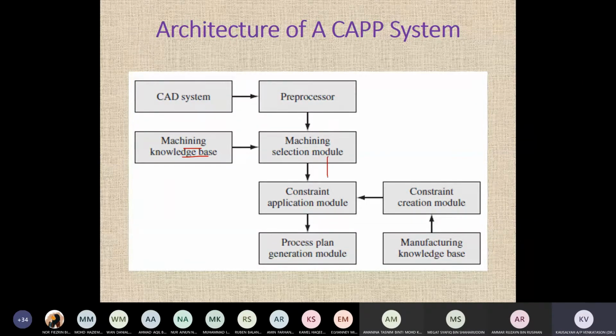And then you have your constraint application module and your process plan generation module. Your constraint application module has a sub root over here, okay, where you need to create your constraint. And how do you create your constraint? This is based on the manufacturing knowledge base. So let's say it's an injection molding process, okay.